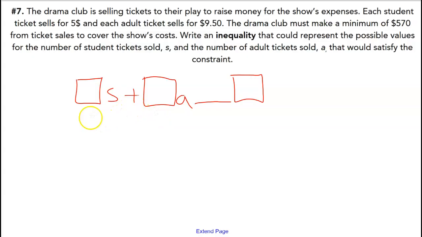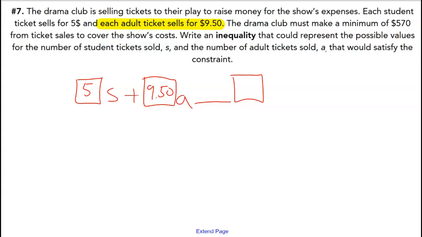Okay, let's start with students. What would you multiply each student ticket by? Okay, if you said $5, that's correct. So each student ticket sells for $5. All right, let's look at A. How much for each adult ticket? If you said $9.50, that would be correct. Each adult ticket sells for $9.50.